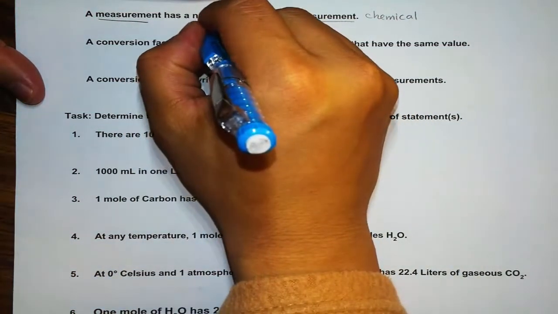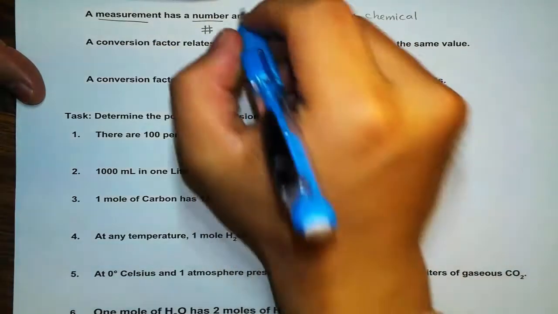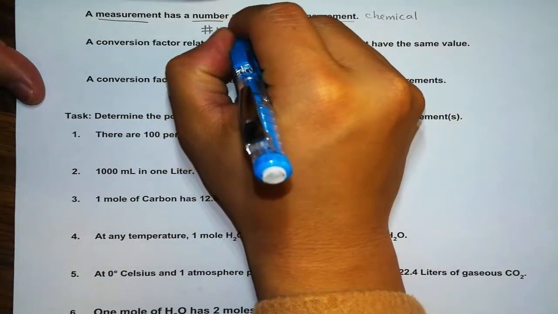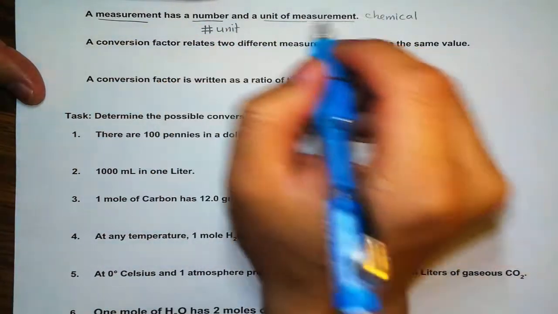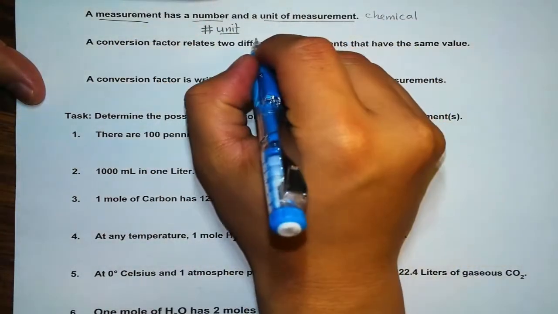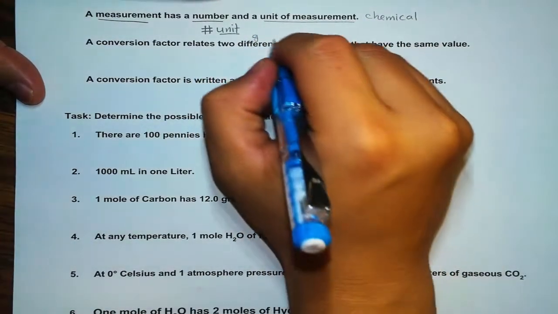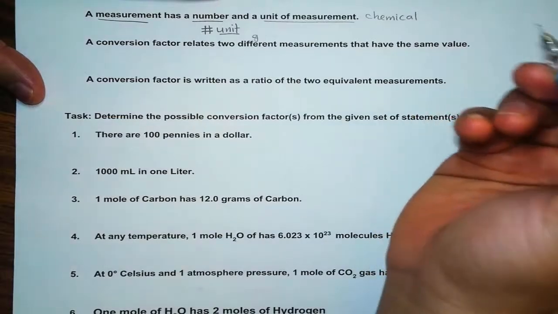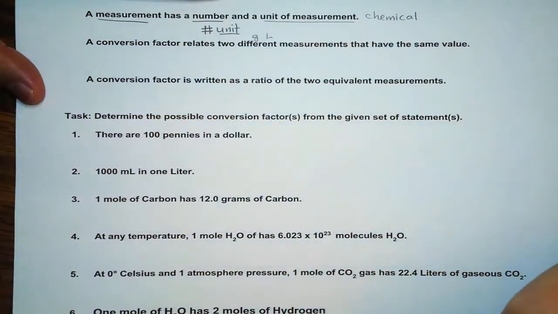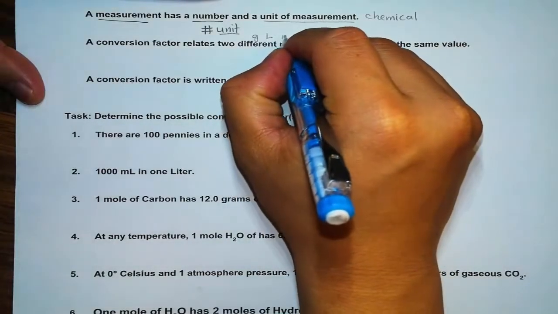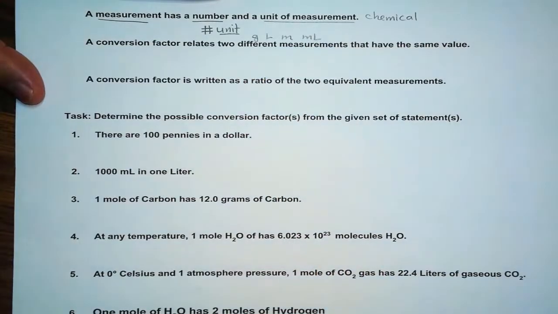So what about the number? The number could be any number, and of course it is followed by the unit. The unit could be any unit. What are some of the common units that we know? For example, we have gram, represented by the letter G, milligram, represented by mg, liters, meters, or milliliters. All of those are units.